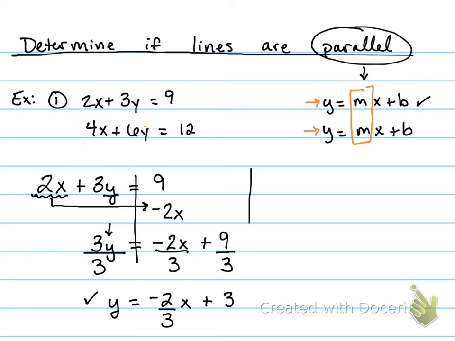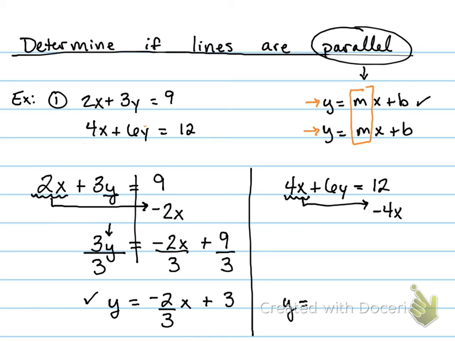Now let's look at my second one. I have 4x plus 6y equals 12. I need to figure out if these are parallel, so I need to figure out what y is equal to at the very end. Again, the same exact process. I'm going to move my 4x over by subtracting it. So I have 6y is equal to negative 4x plus 12.